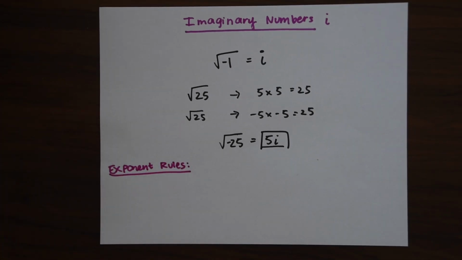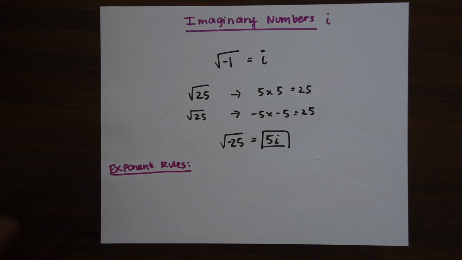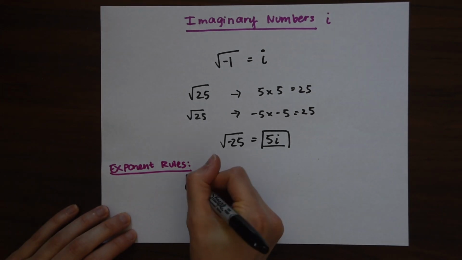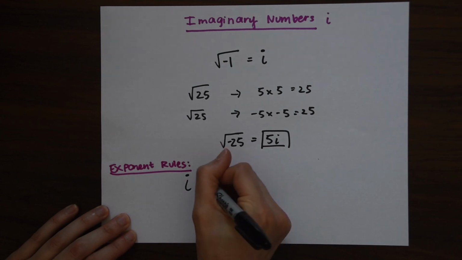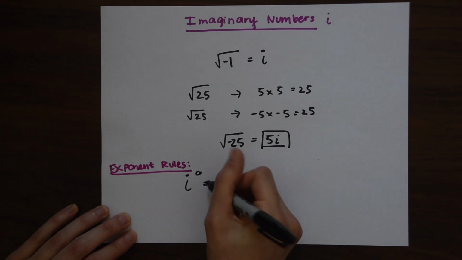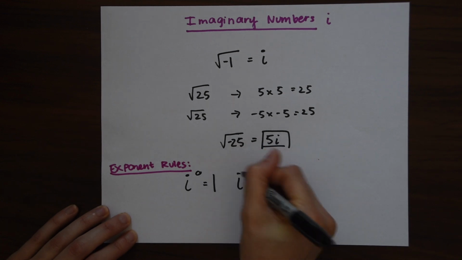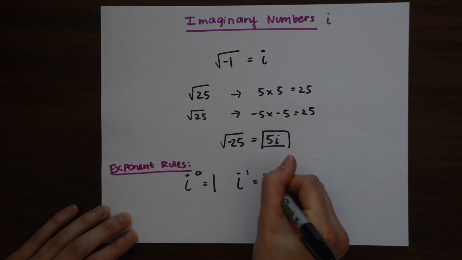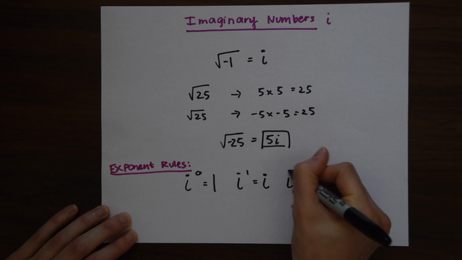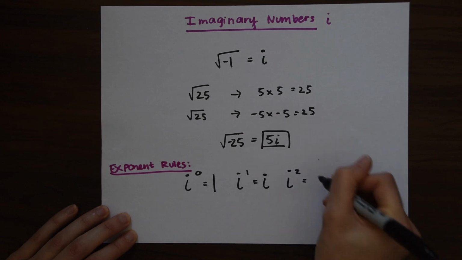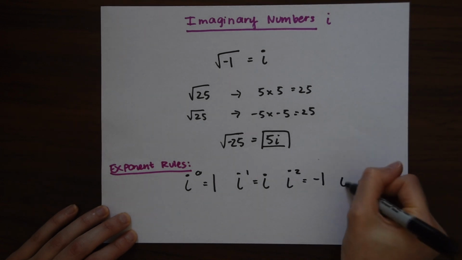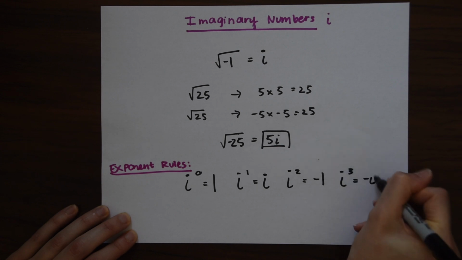When imaginary numbers are raised to a power, they have different values. So i raised to the 0 power is 1. Anything to the 0 power is always 1. i to the first power is i itself. i to the second power equals -1, and then i to the third power equals -i.